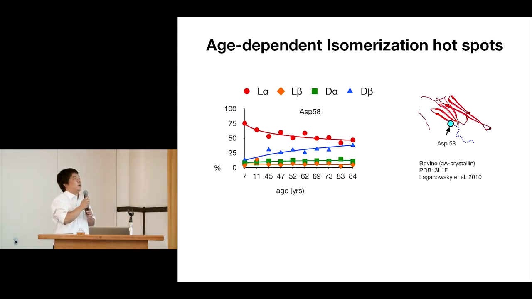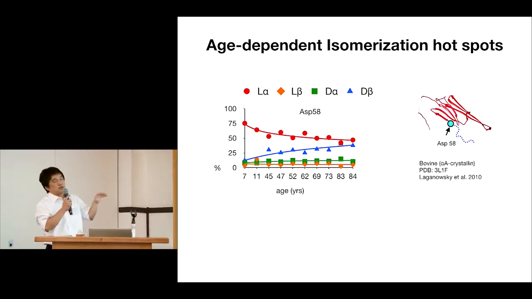And this is the result. The red line shows the normal L-alpha aspartate at the position of the blue ball in that structure. This is a lens protein. On this aspartate, it is changing from L-alpha aspartate, the red line, to the blue line. The blue line is increasing with aging. Blue is D-beta aspartate. Like this, it's very clear.